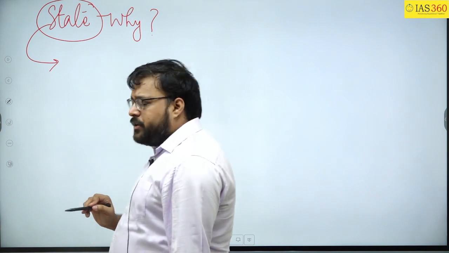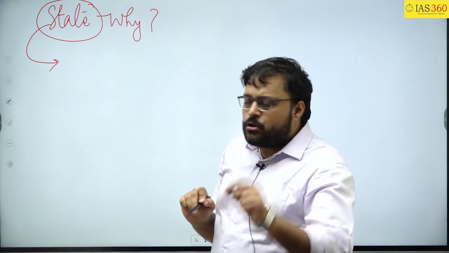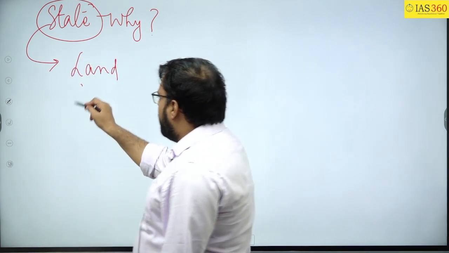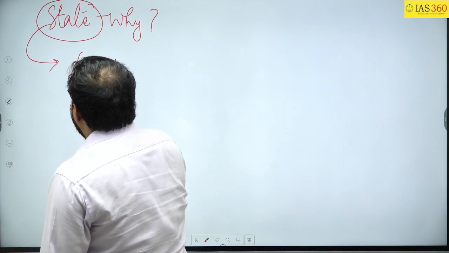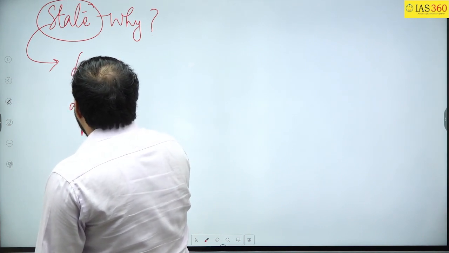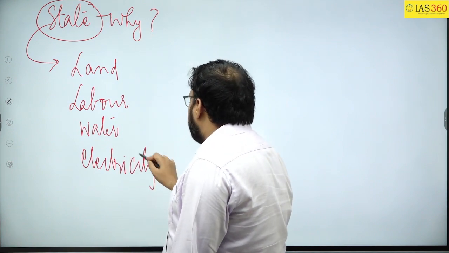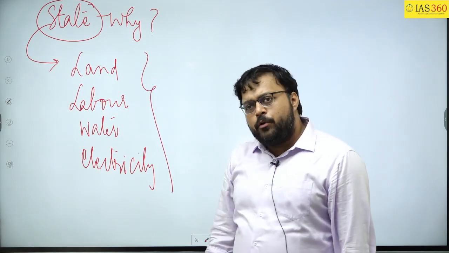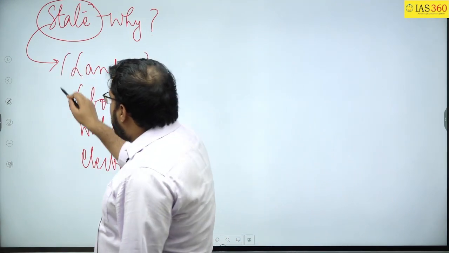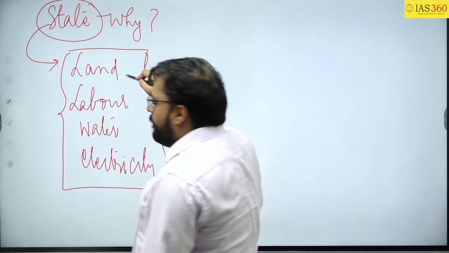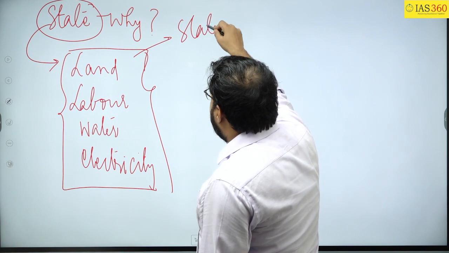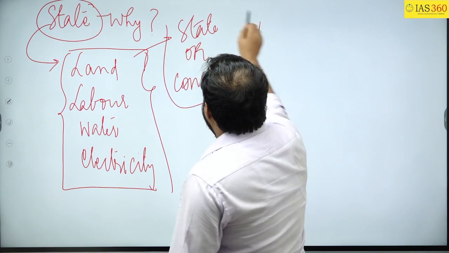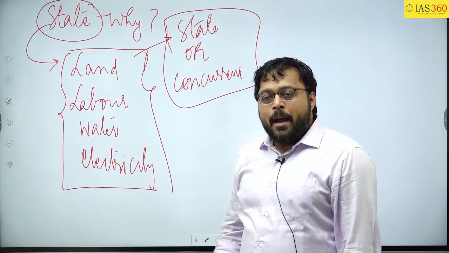We should focus upon the state because the important elements of infrastructure, if you see, are land, labor, water, and electricity. You all will agree that these are the important elements in infrastructure projects, and you will find that all the elements I have mentioned here are either in the state or concurrent list, and therefore it is very important to empower the state.